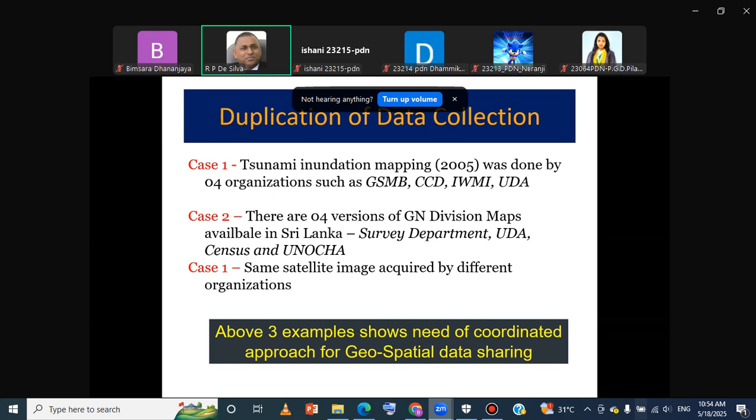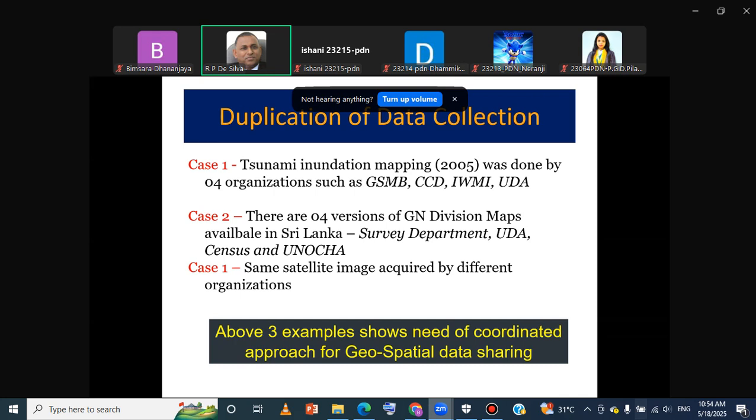And the second issue is there are four versions of GN division maps available in Sri Lanka. Survey Department has one version, UDA has another version, Census and Statistics has another version, UNOCHA has another version. So there should be only one source for GN divisions in Sri Lanka. You cannot be having different GN division boundaries from different sources. Since we don't have a standardized product, we cannot blame people for developing their own map infrastructure.